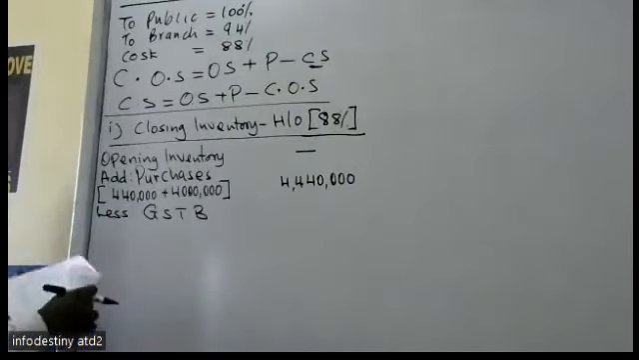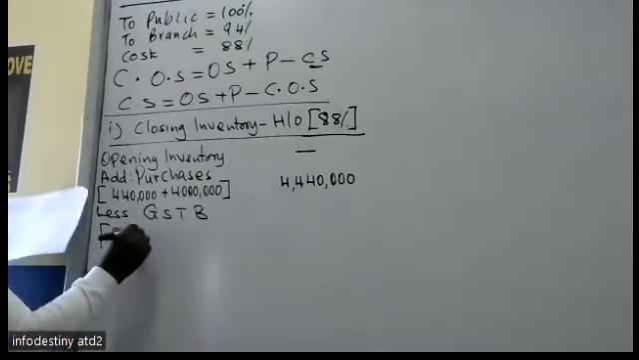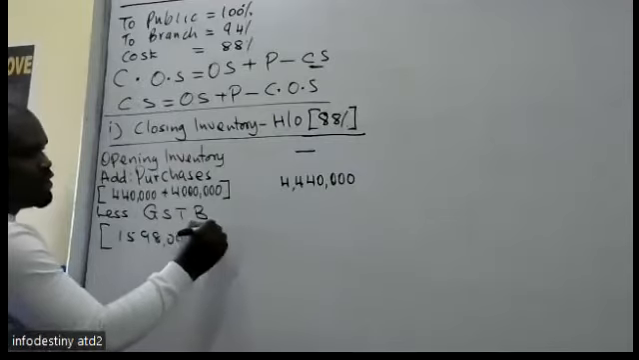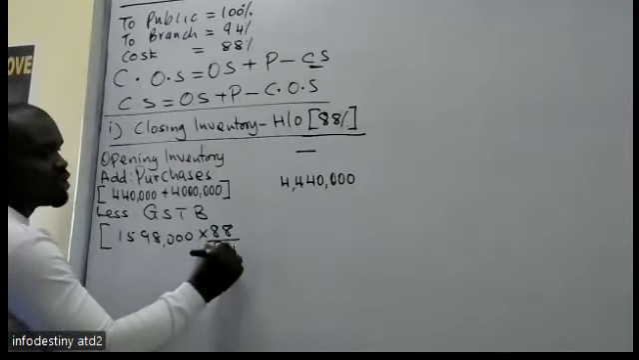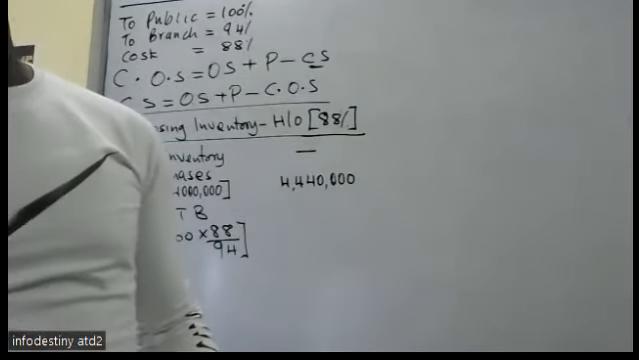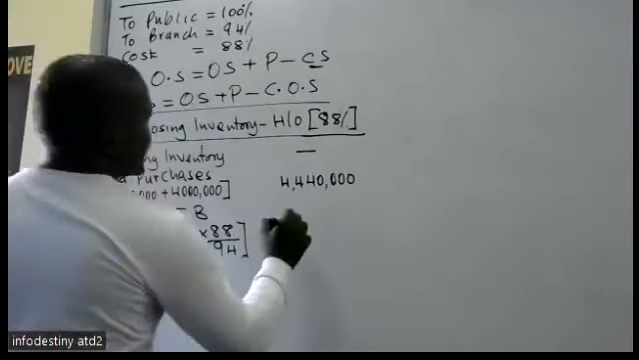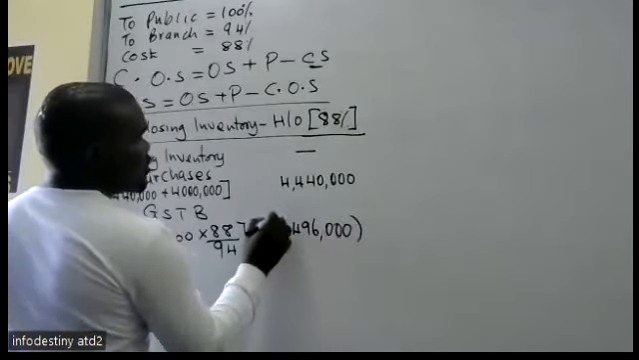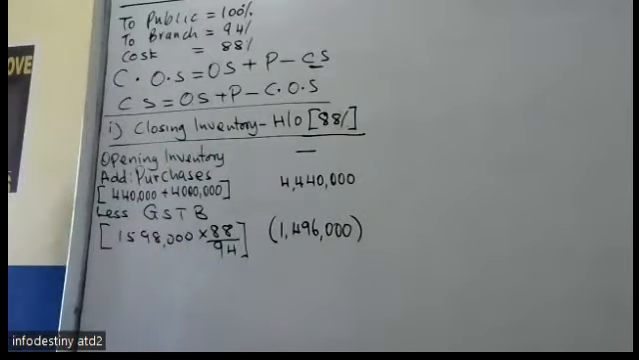So you cannot come and subtract that 1598. You say that the 1598 was at 94%. So what about 88? We multiply by 88 over what? 94. So can you work out for me that one? Yes? 1496,000. Those ones you subtract, they went to the branch.